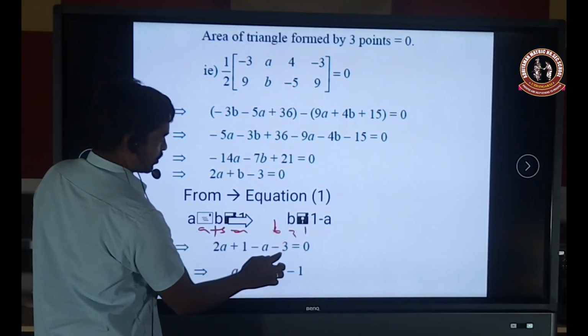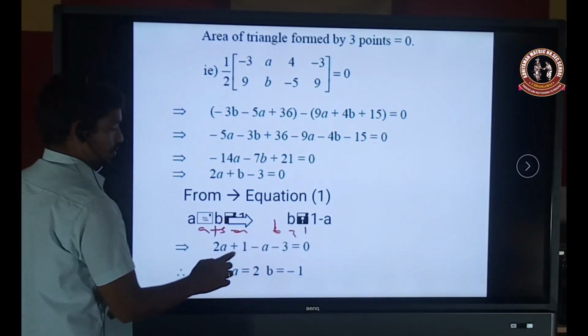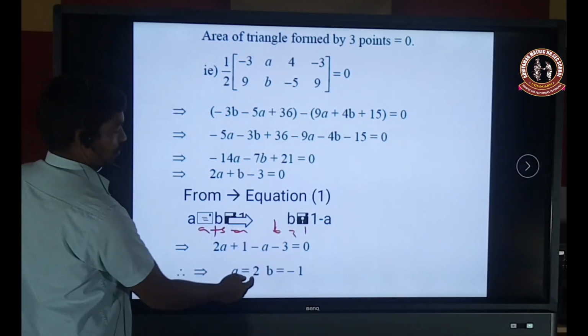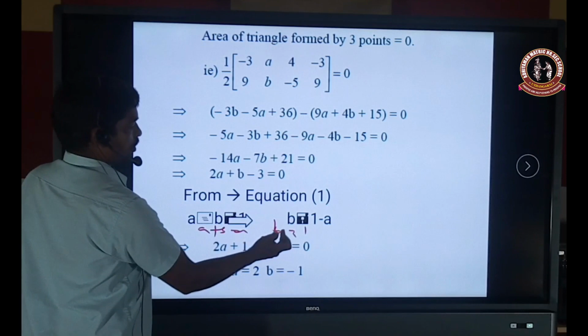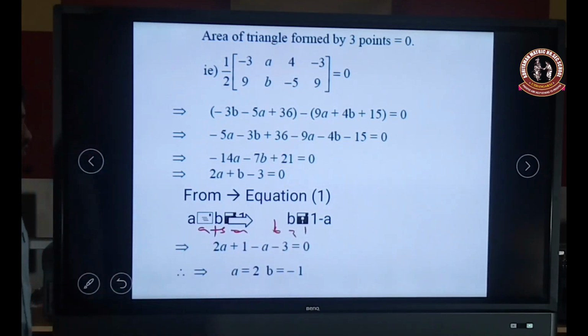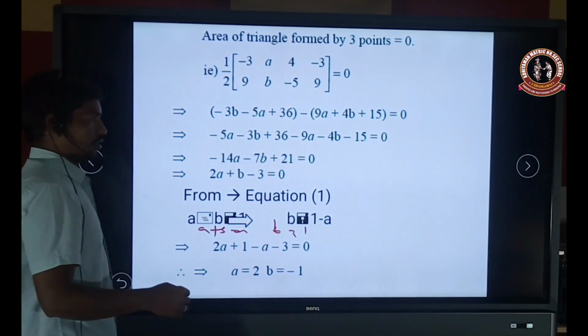1 minus 3 equal to minus 2. So a minus 2 equal to 0, so a equal to 2. Substitute this a value in b equal to 1 minus a. So a value is 2, so b equal to 1 minus 2 equal to minus 1.